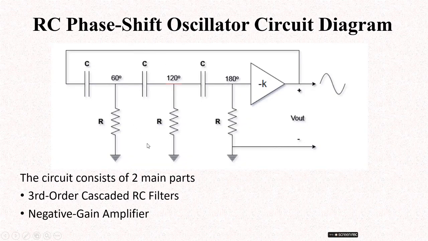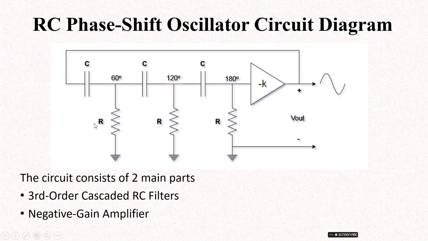Now this is our RC phase shift circuit diagram. Here the op-amp, that is the amplifier, produces the 180-degree phase shift, minus K, and the RC phase shift network is connected in the feedback path. We are using 3 resistors and 3 capacitors. Each stage produces a 60-degree phase shift of the signal, so the total of these 3 stages is 180 degrees.